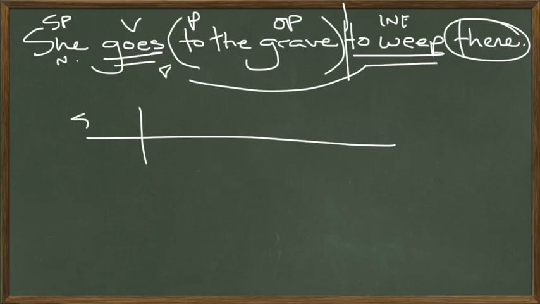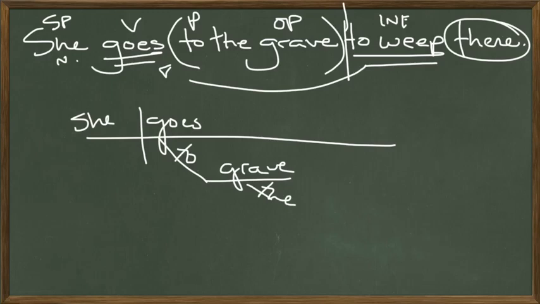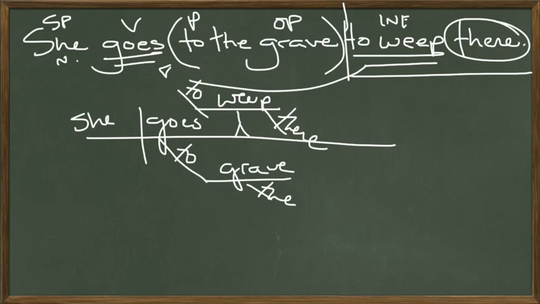Alright? In English, when we diagram this, we would have she goes, where is she going? To the grave. And why is she going? Remember, this completes the meaning of goes. When an infinitive completes the meaning of the verb, we put it on this weird diagram right after the verb. She goes to the grave. And why? To weep there. She goes to the grave to weep there. Now, this to weep there is a dependent clause, and it's telling us why she's going to the grave.